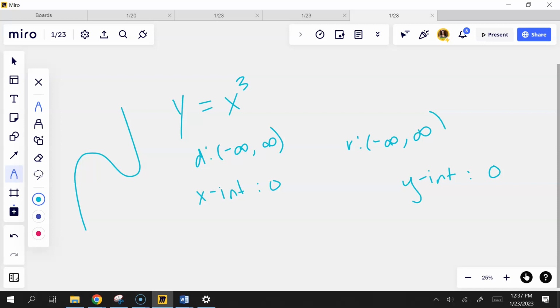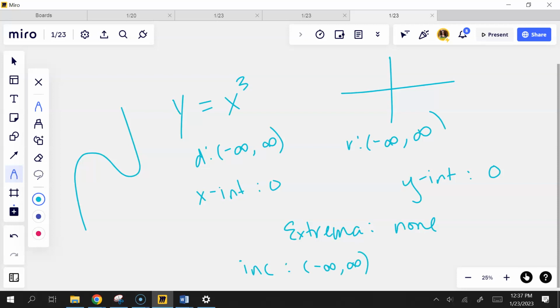Increasing intervals. Increasing would be negative infinity to infinity. Extrema, none. Increasing, we did say, was negative infinity to infinity, because as you move left to right, that graph is always going up. It never stops going up. It slows down as it goes up, but it never stops going up. And decreasing intervals would be none.